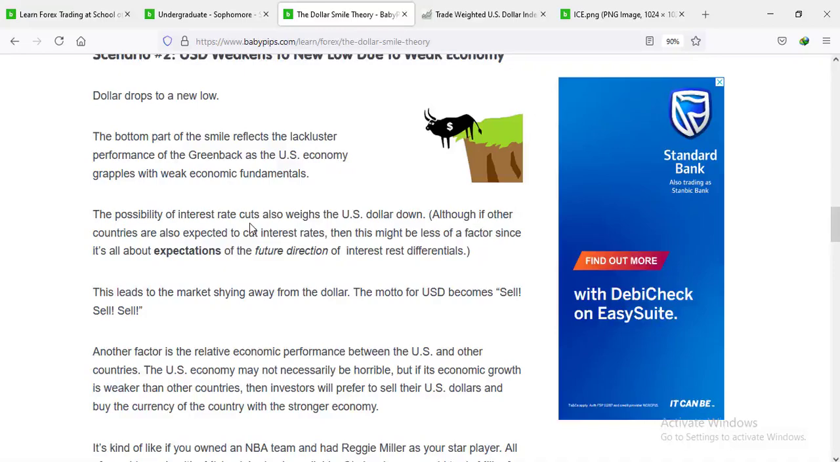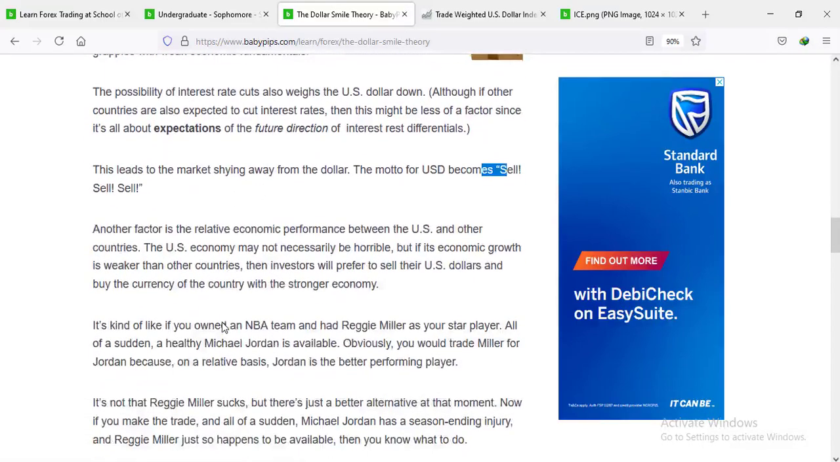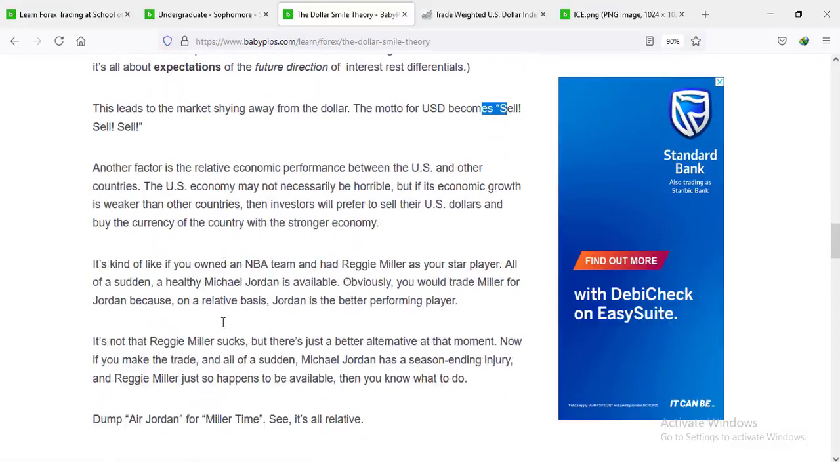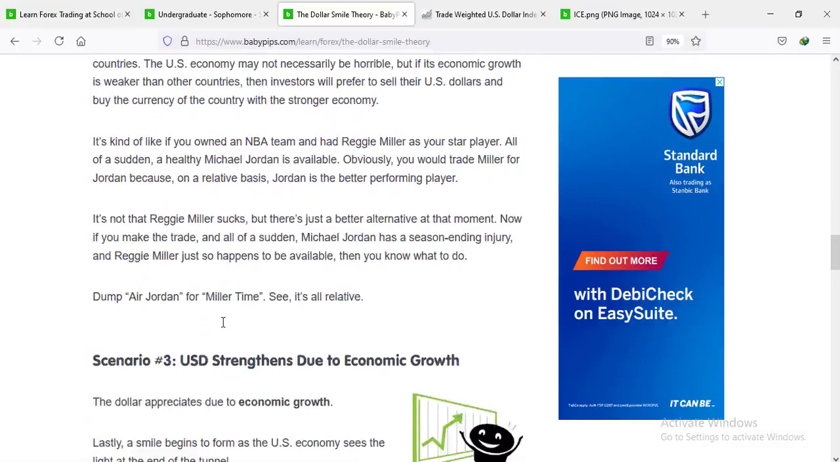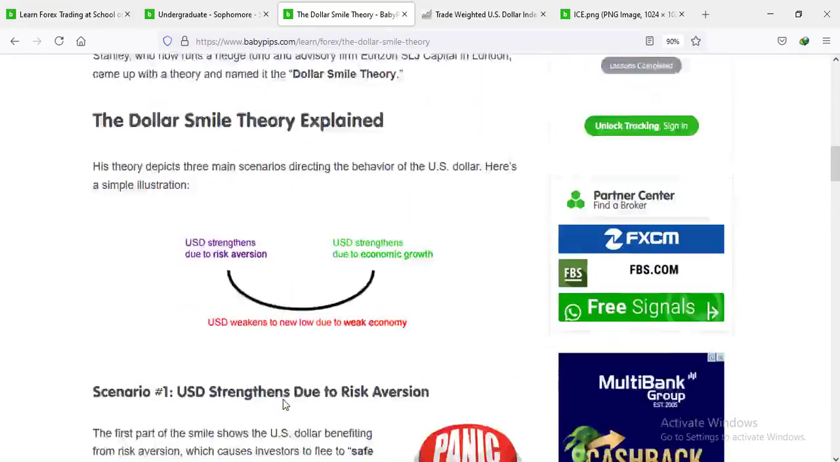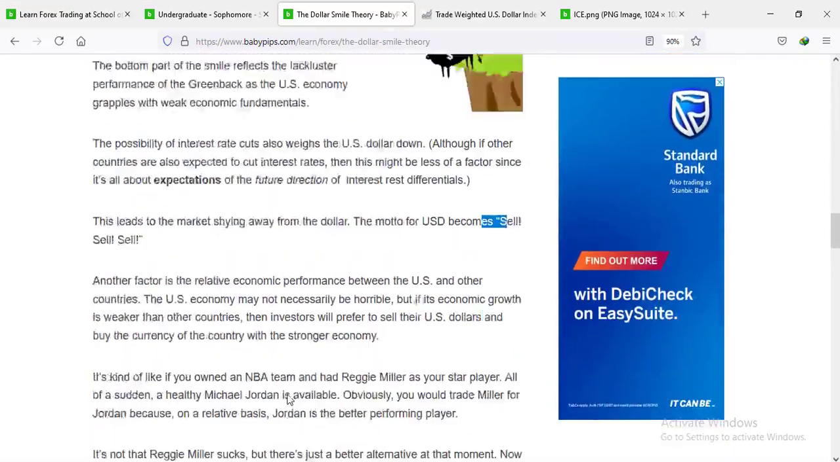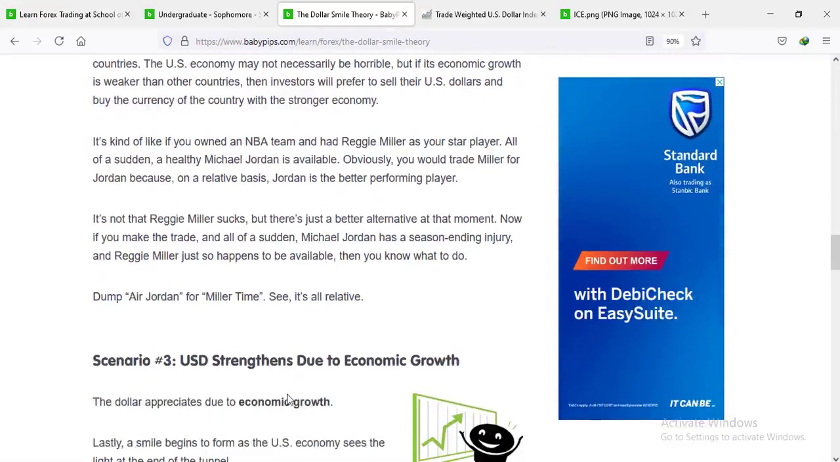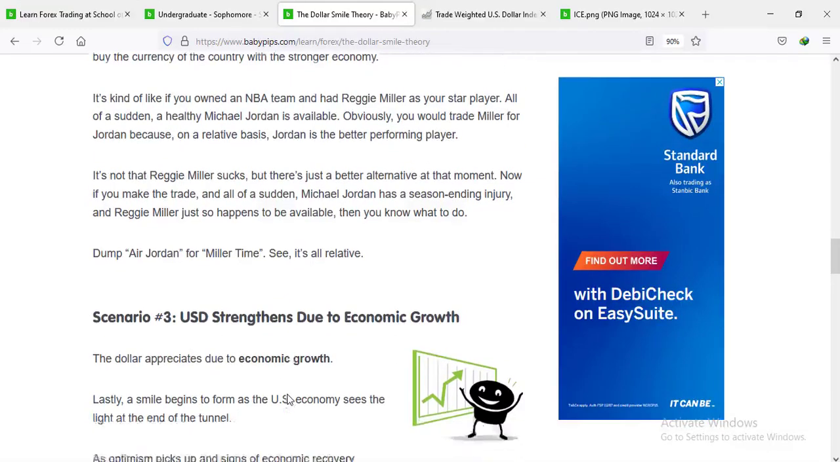And so what do they do? They just sell the economy. I mean, they sell their assets, whatever it is they have, and they sell and buy other currencies. Okay, so what you'll be hearing then is sell, sell, sell. So that's what happens. And so in this stage here, nothing is actually happening. The dollar is going down because the economy is down. Okay, and so also the GDP of the country is also down.